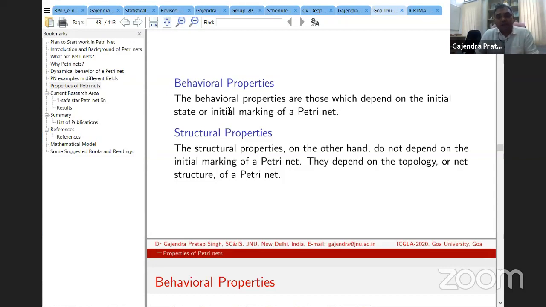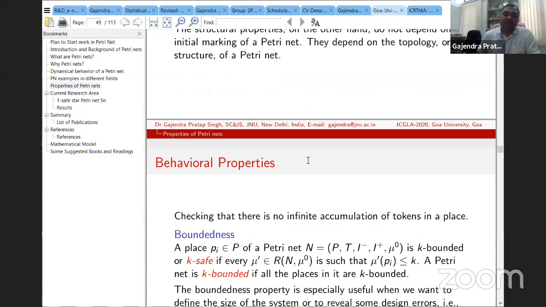And the structural property does not depend on the initial marking. That means it basically depends on the topology. What kind of structure we are using here? It totally depends on the structure. That is why it is called structural property. Not all, but most of the properties we can analyze here in the form of structural property.